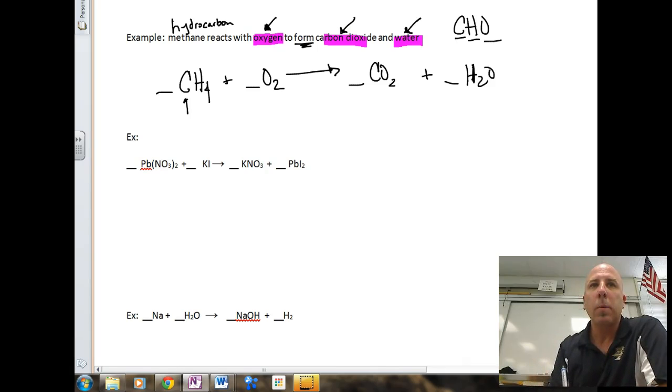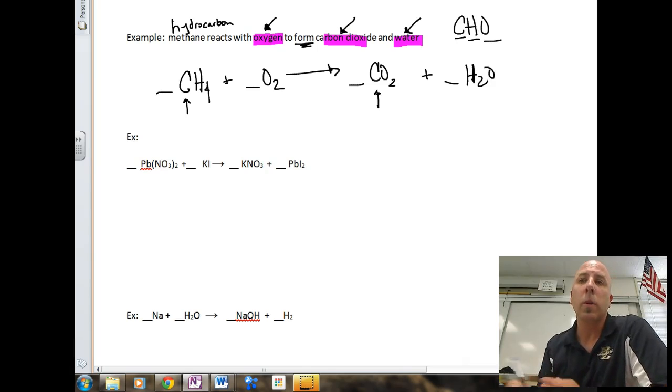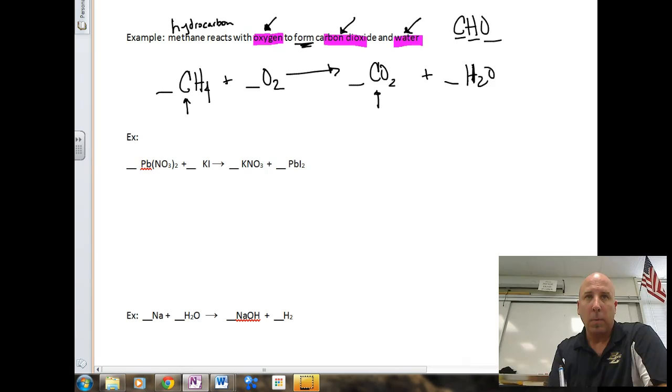So we have one carbon on our reactant side, and we have one carbon on our product side. And so the carbons are currently balanced, not a big deal. On our reactant side, we have 4 hydrogens.